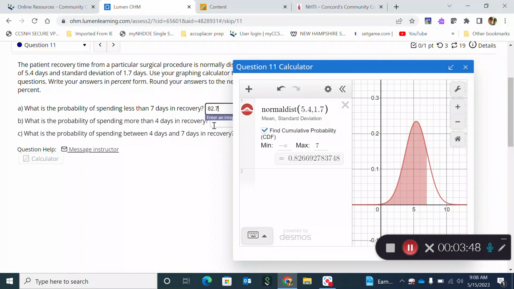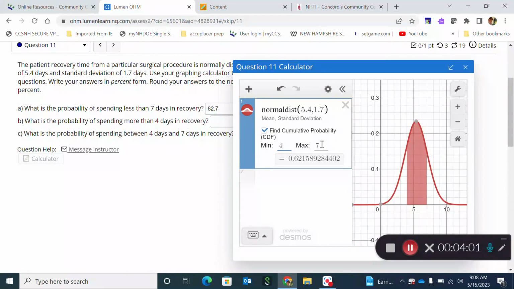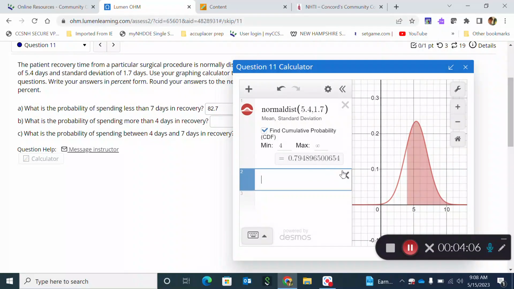And then we're going to go to the second piece. What's the probability of spending more than 4 days in recovery? So we have the same setup, same normal distribution graph, but now it's more than 4. So I'm going to go to minimum and put 4. And I'm going to go in under max, and I'm going to delete the max because it will automatically change it back to infinity, which is really nice.